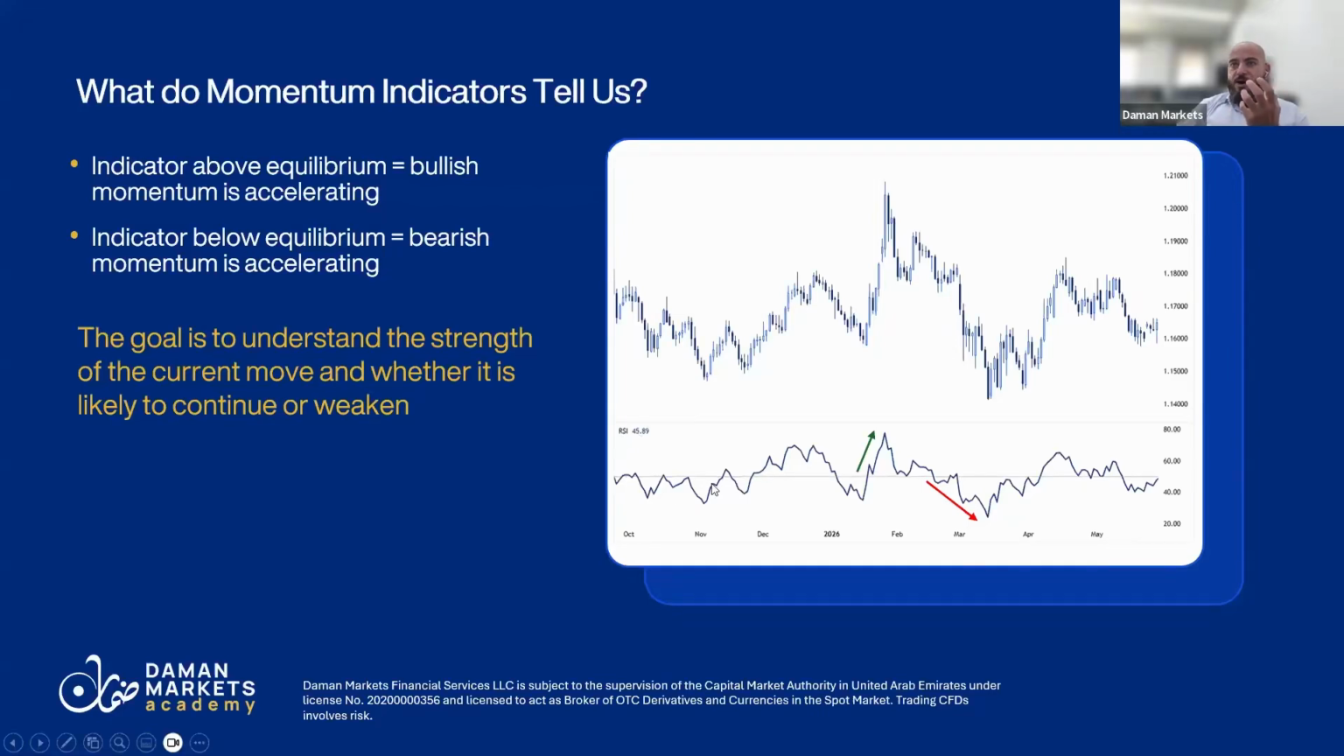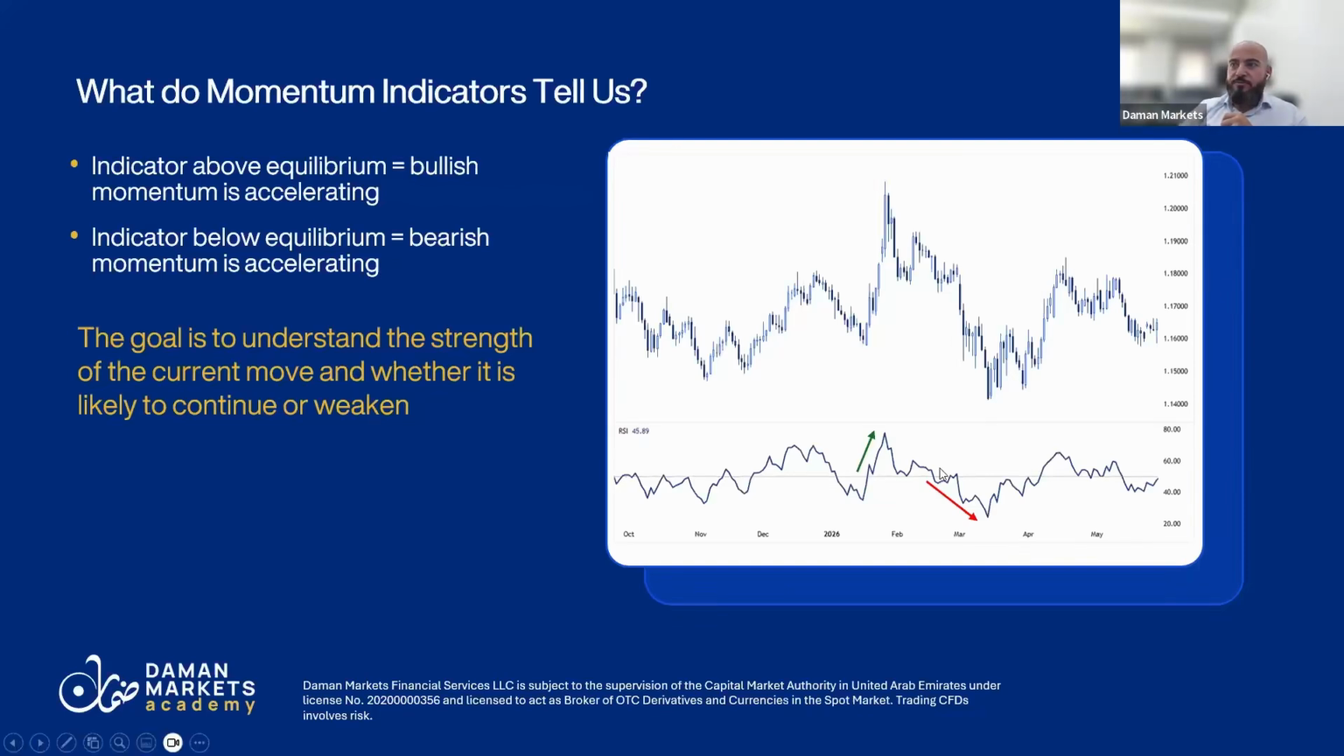Again, this is the RSI. It is plotted below the price chart. What does this line tell me? Simply, when it goes above 50, the equilibrium, it means that bullish momentum is accelerating. So prices are increasing. We have more upward movement than downward movement, and the upward movement is accelerating.